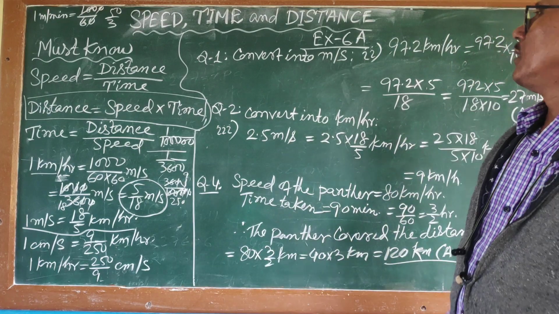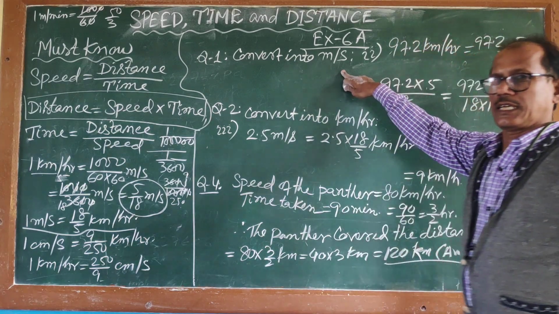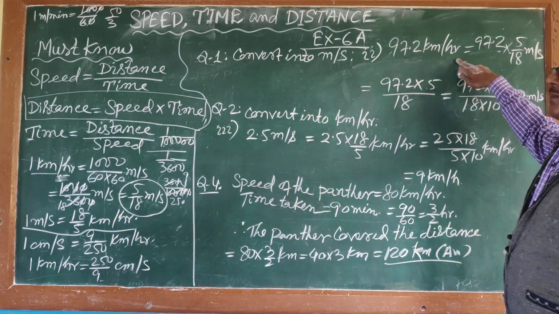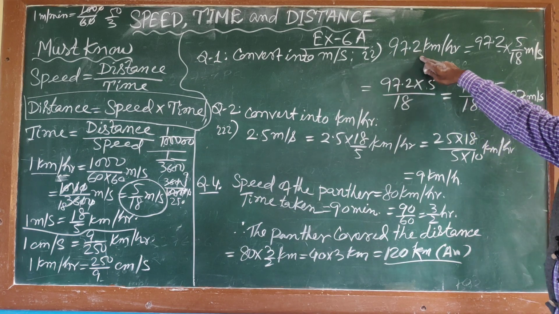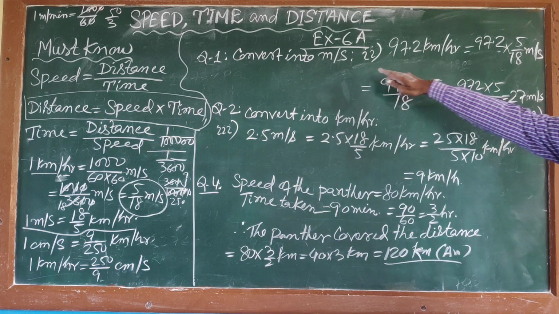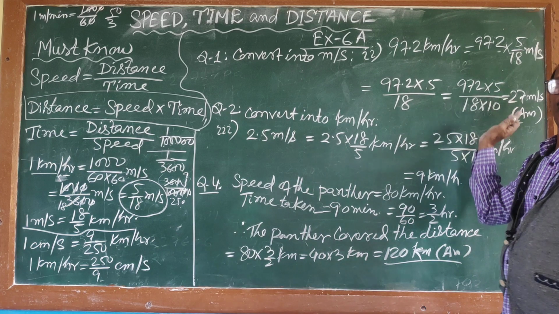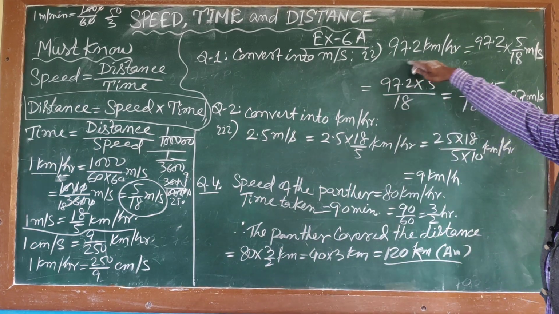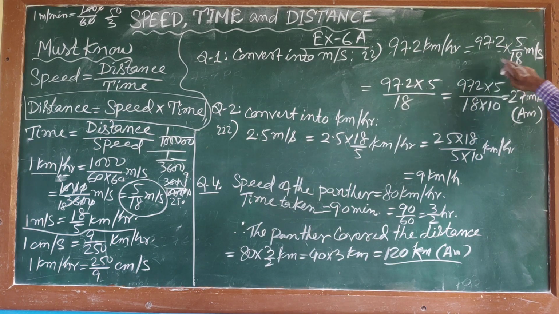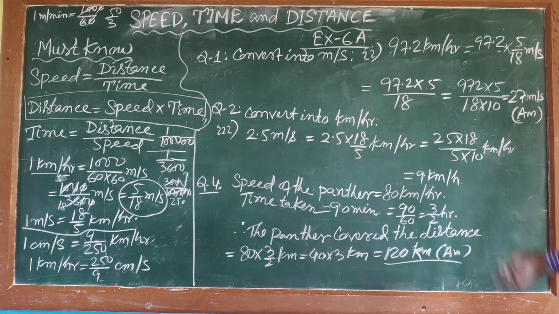Now let us solve some of the sums from your exercise 6A. I have taken convert into meter per second. What is given to you? It is given in kilometer per hour. See, 97.2. Second one I have taken: 97.2 kilometer per hour is equal to how much meter per second? Meter per second converted to kilometer per hour, kilometer per hour is greater unit, so it will be 18 by 5. So this multiplied by 18 by 5. Kilometer per hour converted to meter per second, so kilometer per hour is greater unit to smaller unit, 5 by 18. So this into 5 by 18 meter per second.